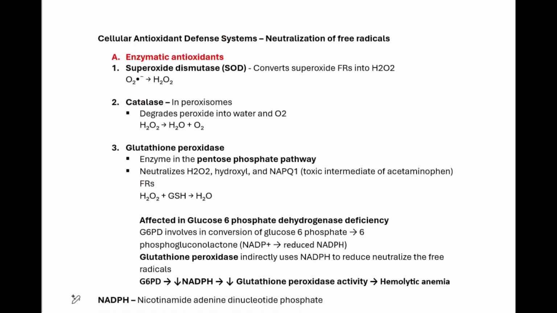So now we've covered sources of free radicals. Now we're going to talk about the system that we have in our body that defends against these free radicals: the cellular antioxidant defense system, which helps with neutralization of free radicals. We divide them into two: enzymatic and non-enzymatic. And we've seen a couple of these already. We saw superoxide dismutase, which converts superoxide free radical to hydrogen peroxide. We saw catalase already, in the peroxisome, which converts hydrogen peroxide into water and oxygen.